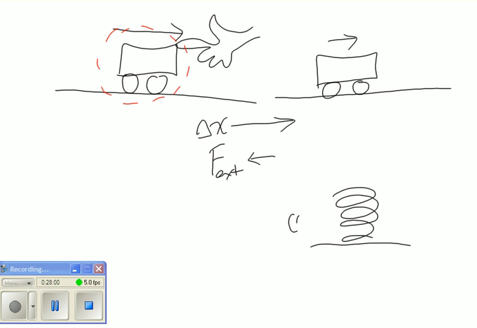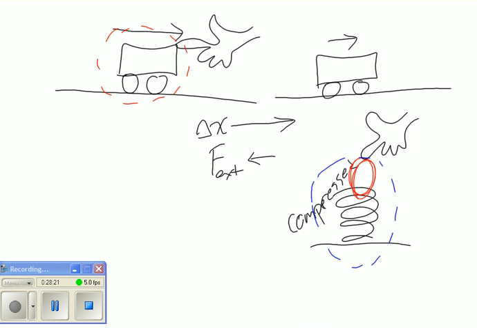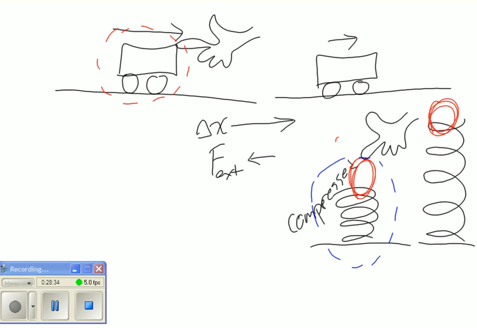Same deal with the slingshot, or a spring. Let's say this spring is compressed, and there's a ball at rest on top of it. In order to do negative work on this system, that means allowing that spring to expand without throwing the ball or smashing any chalk. Initial state, final state.